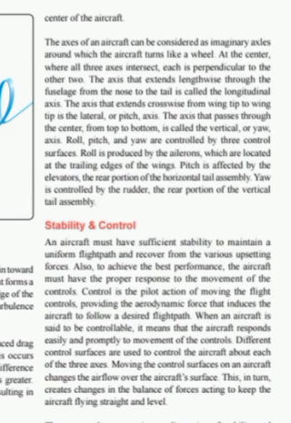The axis that extends lengthwise through the fuselage from the nose to the tail is called the longitudinal axis. The axis that extends crosswise from wingtip to wingtip is the lateral or pitch axis. The axis that passes through the center from top to bottom is called the vertical or yaw axis.